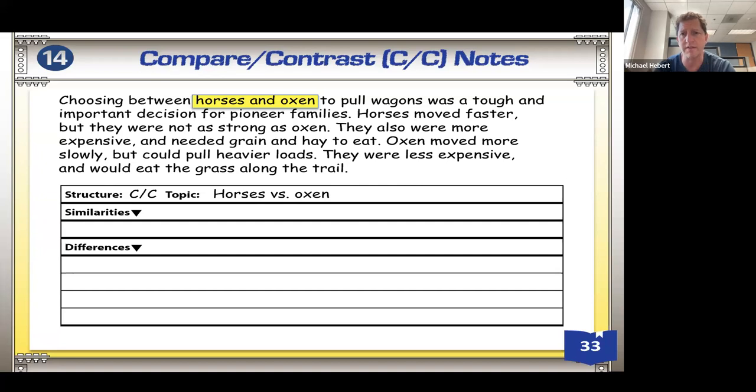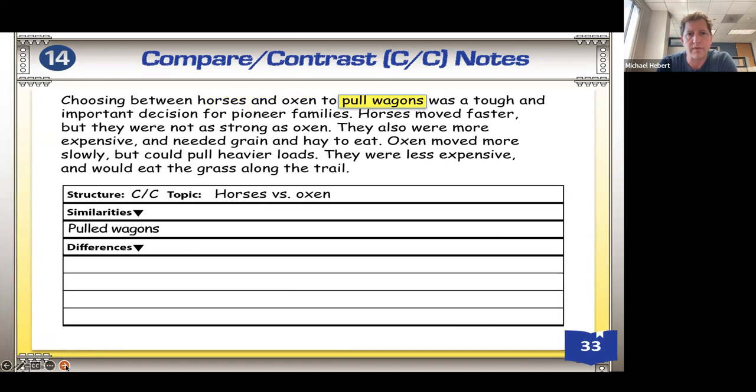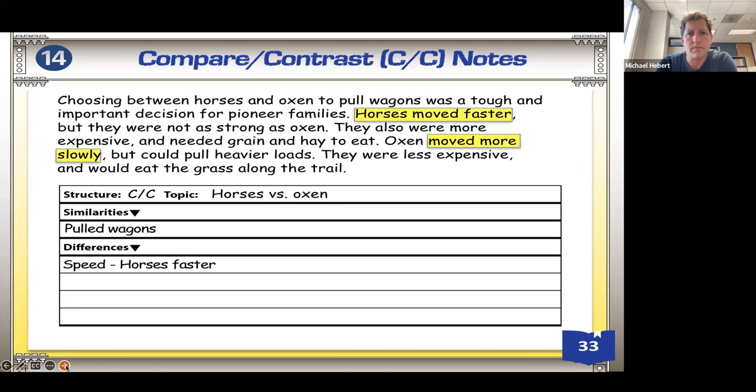Horses move faster. I can see the -er, faster. That means that oxen were slower. And it does say that oxen move more slowly. So maybe the speed that they move is different. The other thing is they both can pull wagons. So that's a similarity, and I've highlighted that there. Horses moved faster, but oxen move more slowly, so I can put the speed as a difference.